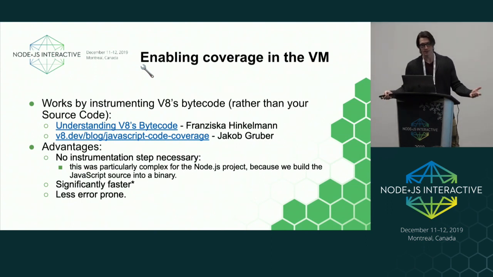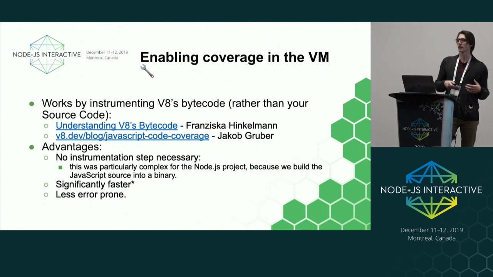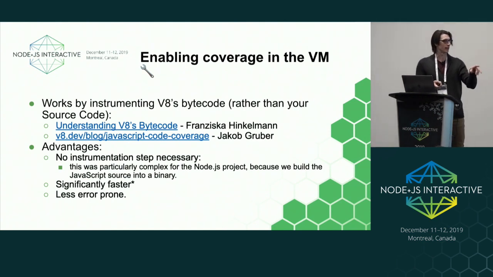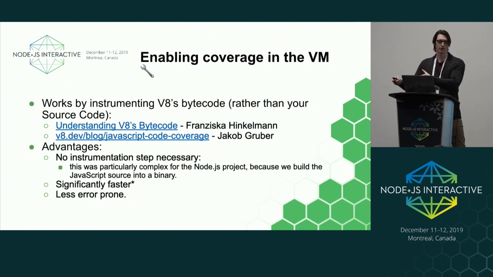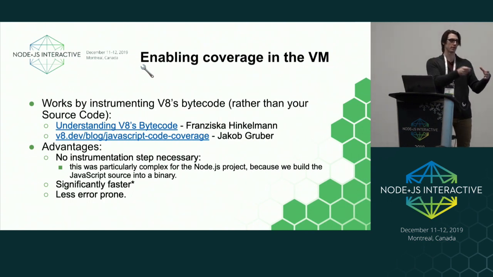There's some advantages to this. There's no instrumentation step necessary. So in the case of the Node.js project, actually my colleague Anna set this up originally. What we used to have to do was take all the JavaScript inside the Node.js project, transpile it with these counters, compile it into the Node executable. Then you could do one run of test coverage, see what your coverage was like.